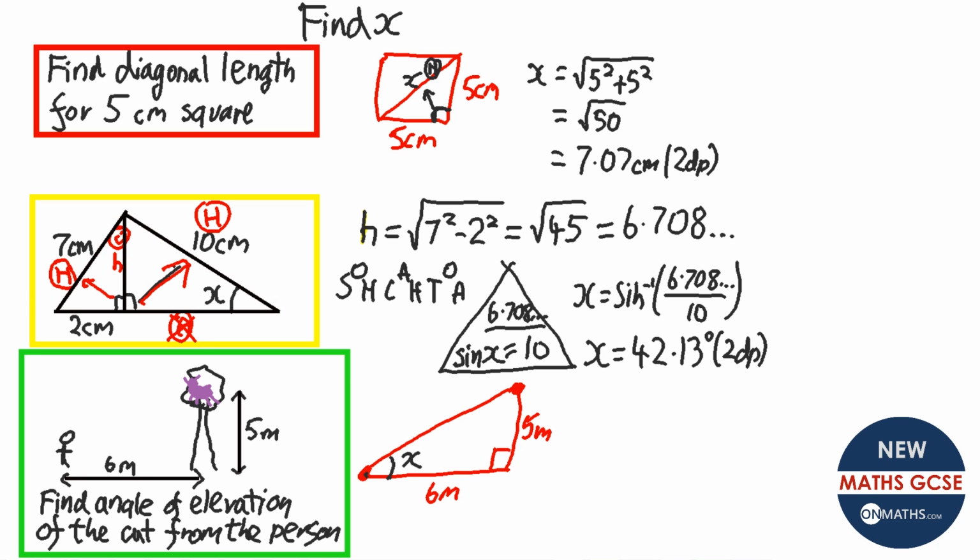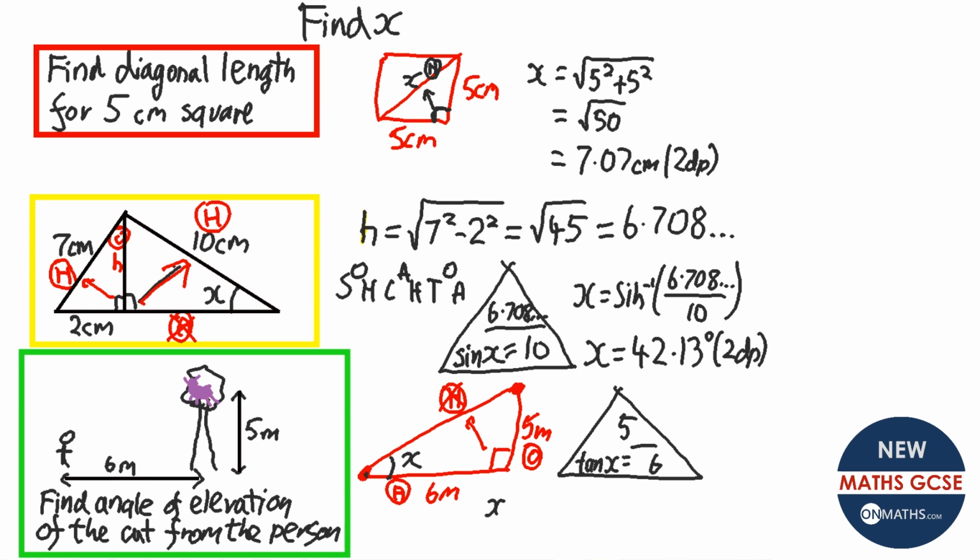So let's label the sides. Opposite the right angle is the hypotenuse, opposite the marked angle is the opposite, and between the angle and the right angle is the adjacent. We don't need H, so it's going to be a tan. Okay, so it's going to be tan x equals, and it's the opposite, which is 5, over the adjacent, which is 6.